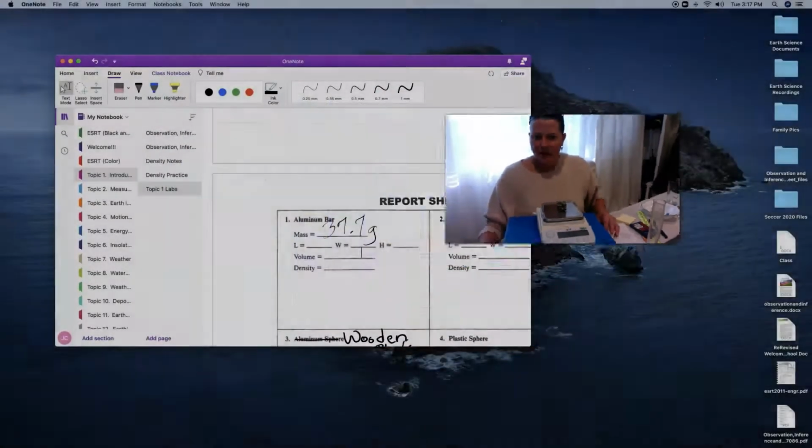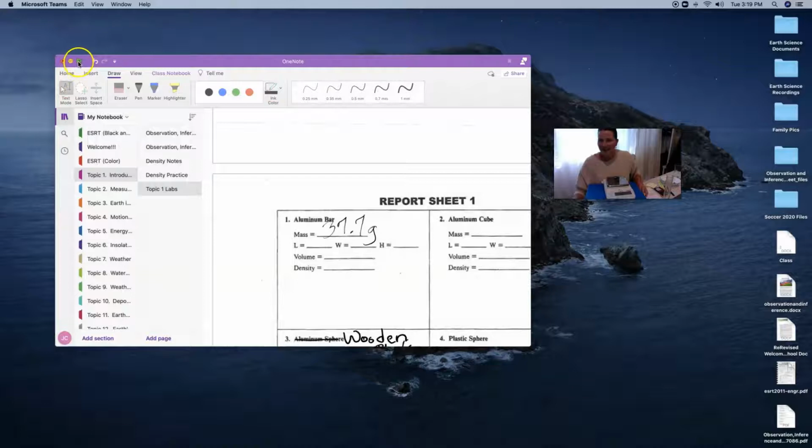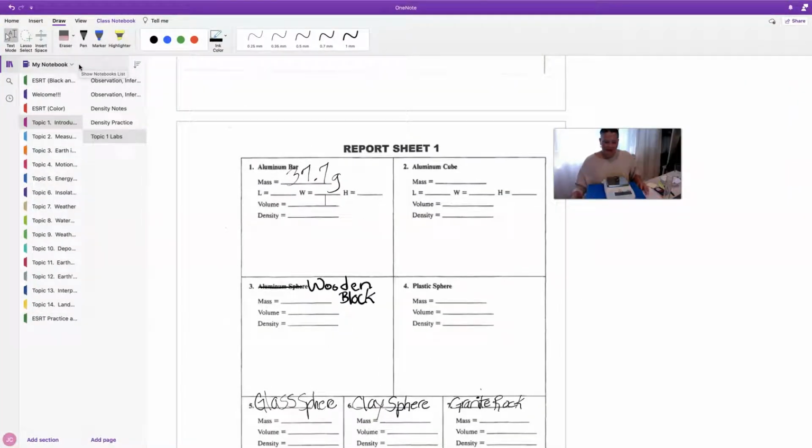So if I minimize this back down, say goodbye to me for a second. Let's bring this right back up again. Okay, and we are supposed to write in each one of those masses. So let me put my scale down and just get some of these items cleared off of my desk. And here we go. So the first one we wrote in is 37.7 grams. The second one was our aluminum cube. So right up here at mass, you're supposed to write in the mass of your aluminum cube, which was 5.5 grams.